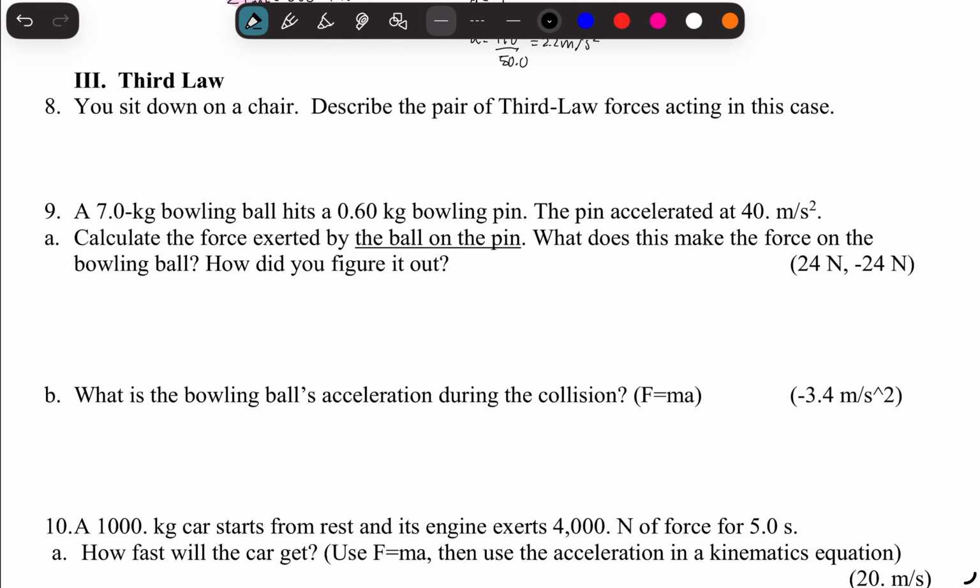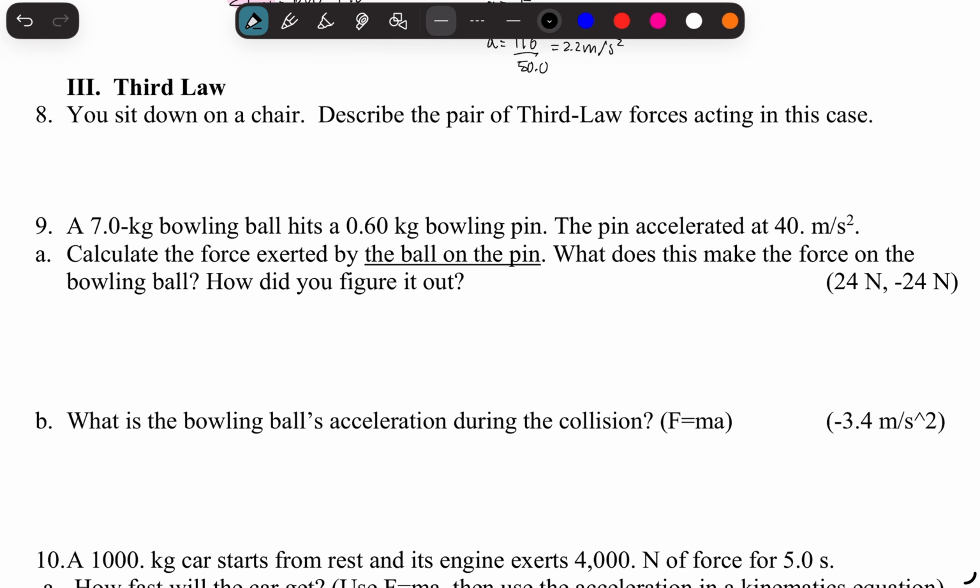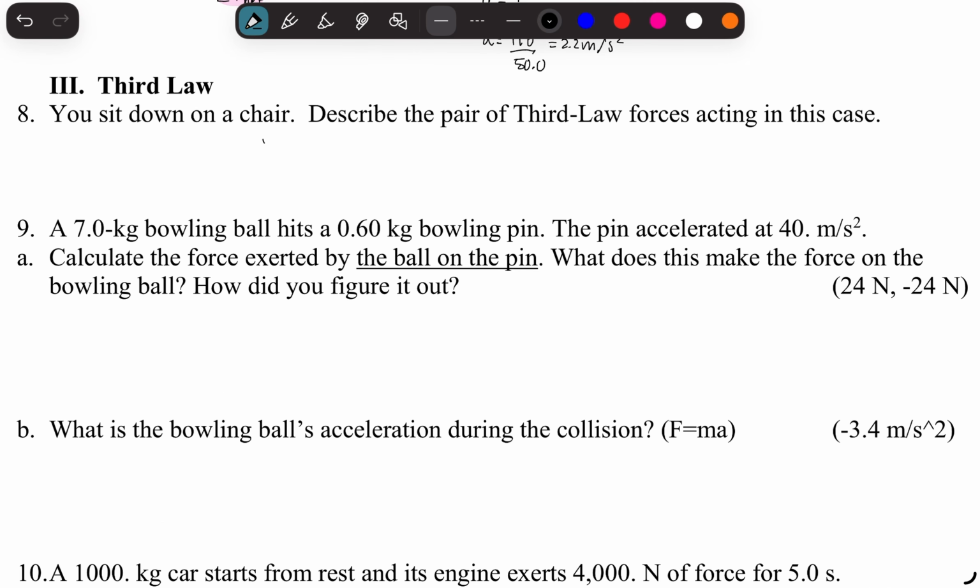You sit down on a chair. This is for Newton's third law. You sit down on a chair. Describe the pair of third law forces acting in this case. When you're sitting on the chair, you push down on the chair. In addition, the chair pushes up on you.